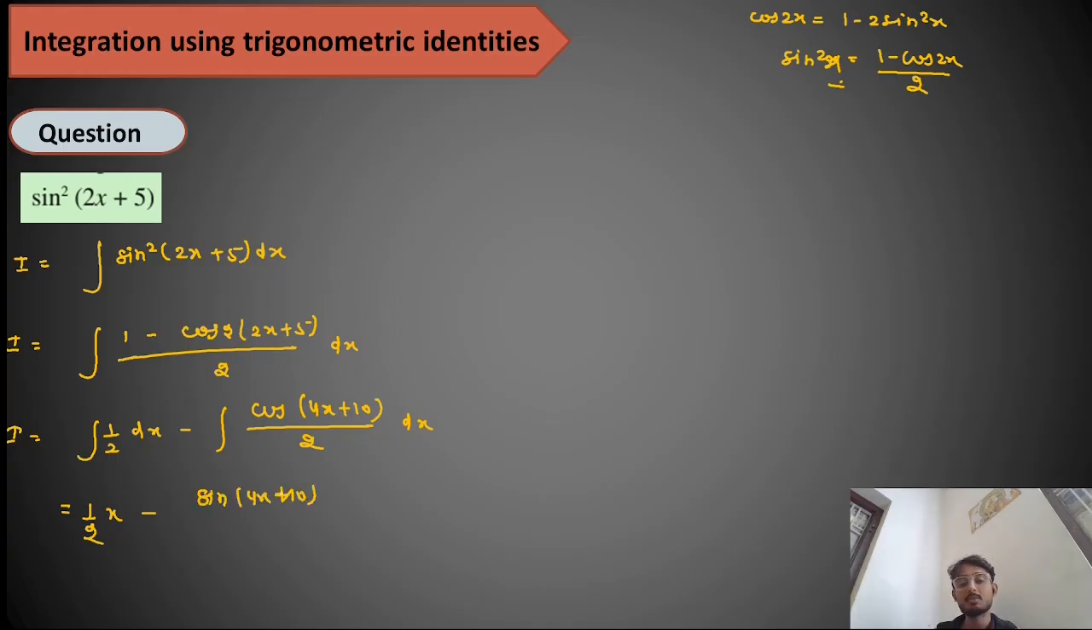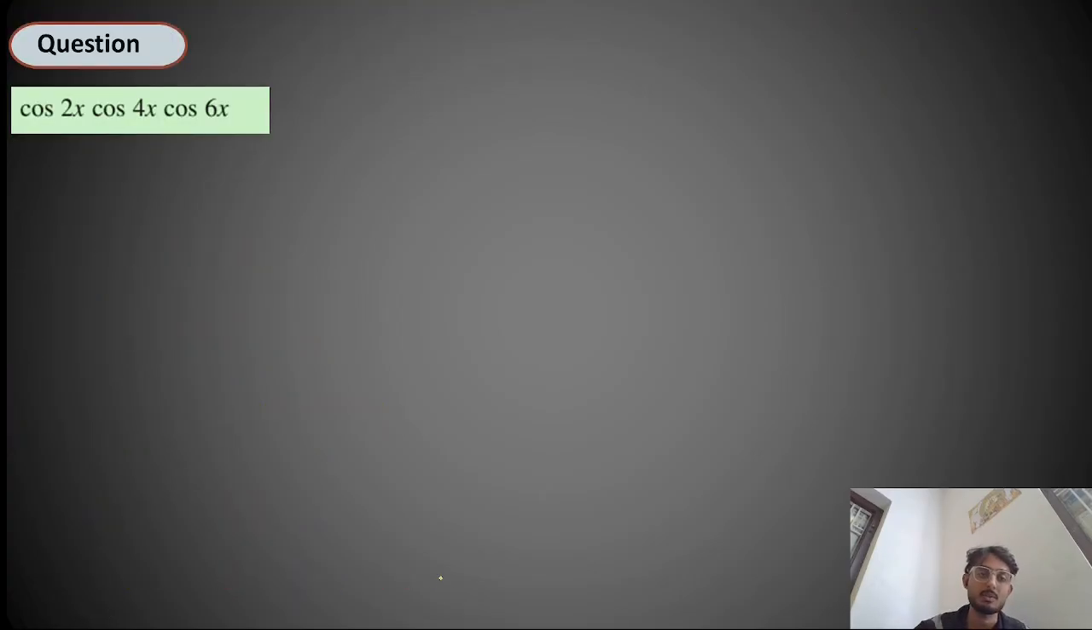And what is the derivative of this term 4x plus 10? 4, and here is 2, but this 4 will be written in the denominator, not in the numerator. So we'll write it as 4 into 2. So we'll get 1 by 2 x minus sin(4x plus 10) upon 8 plus constant c. This is the final answer.